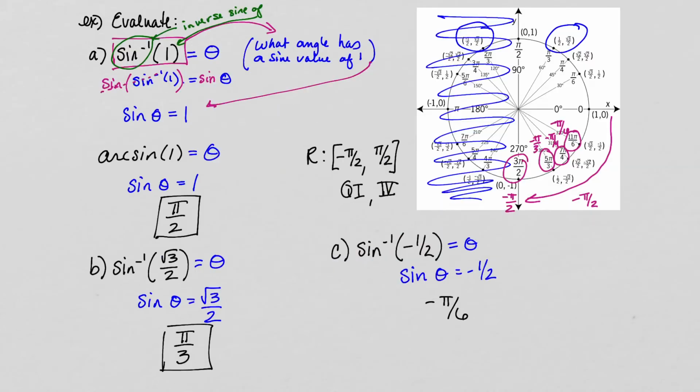And while if you added 2 pi and got 11 pi over 6, you would have an angle that gives you the correct sine value, it's not in this range. So when you're dealing with an inverse function in quadrant 4, you have to rewrite it as a negative. Does that help? No problem. Other questions?